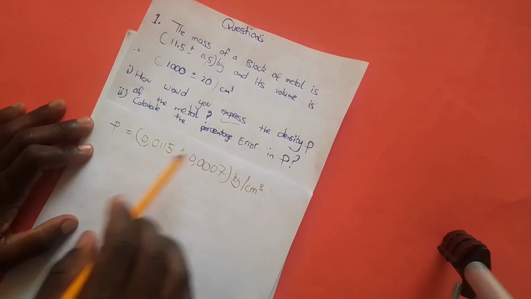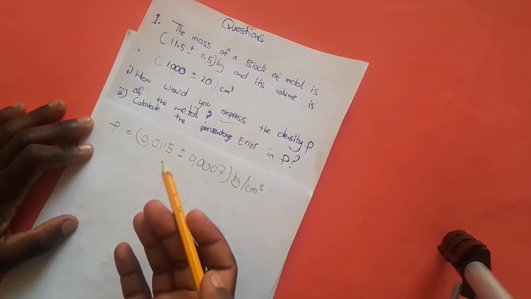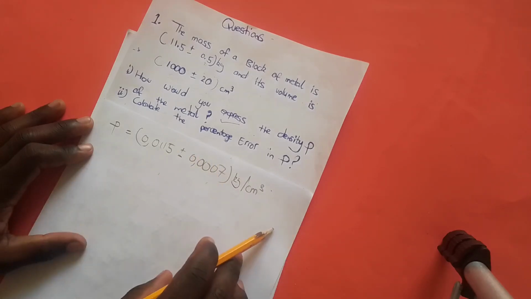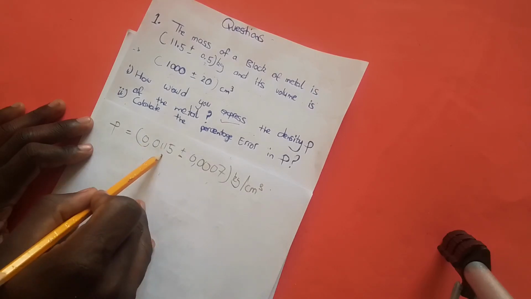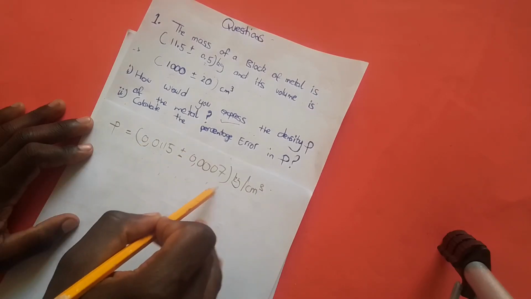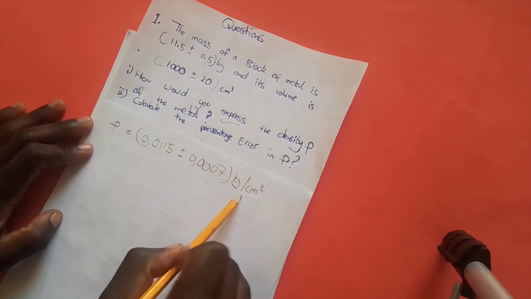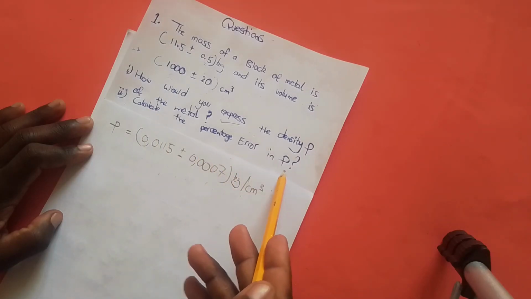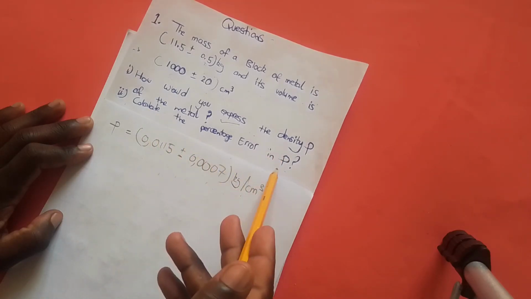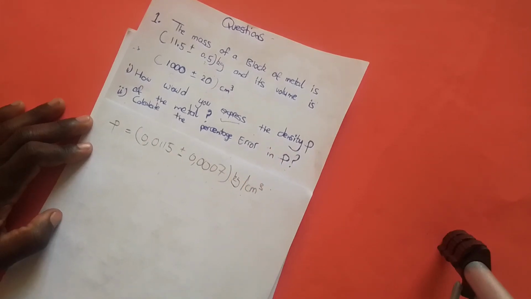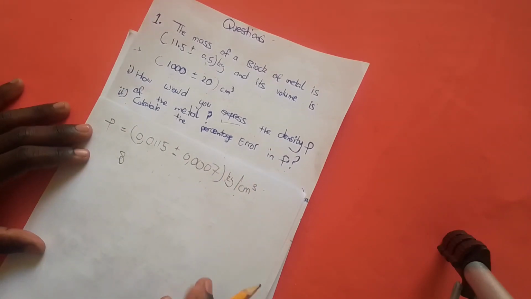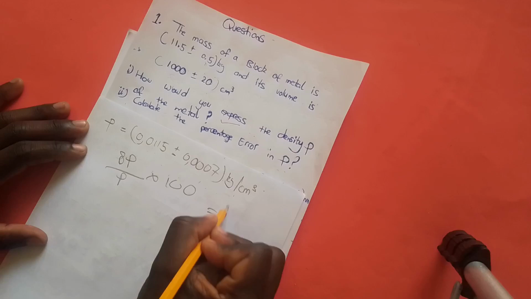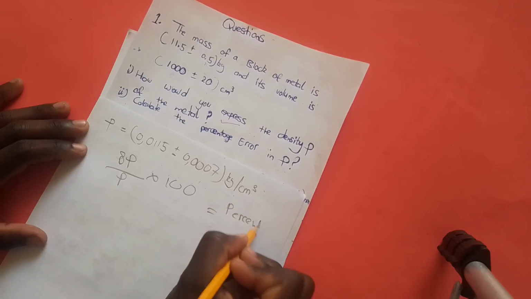Okay, so we're moving on to item 2 of question 1. The first question was telling us to calculate the density of the metal, right? So we calculated the density and we found that the density was equal to 0.0115 plus or minus 0.0007 kgs per cubic centimeter, right? So the second question now is telling us to calculate the percentage error in rho, the percentage error in the density. This is a very simple question. In calculating the percentage error, you use this formula: the absolute error in rho over rho times 100 is equal to the percentage error.